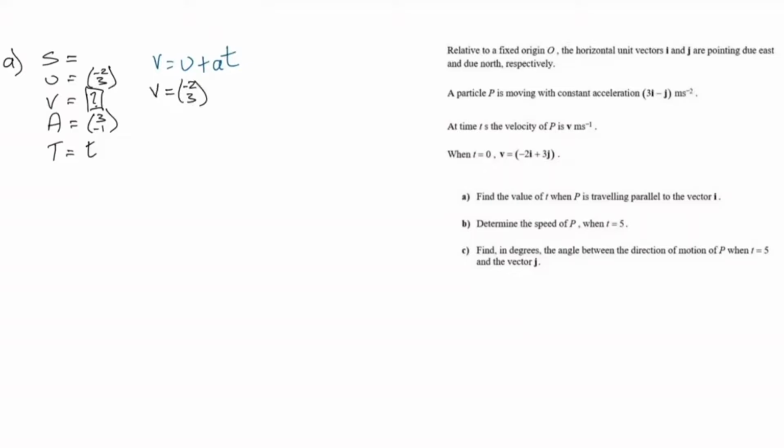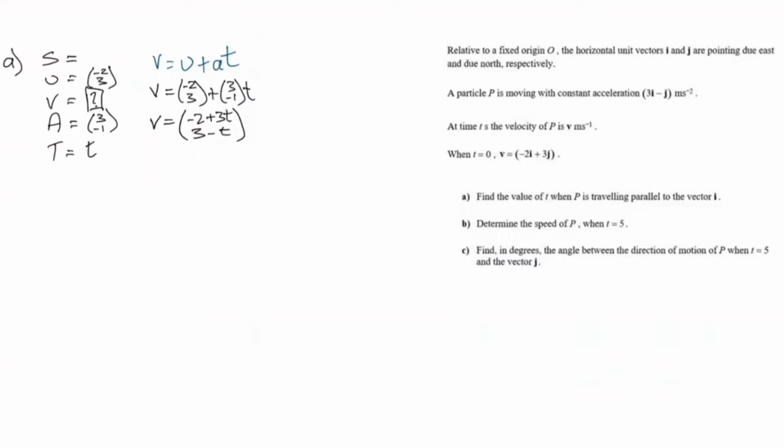Let's substitute in the vectors that we know. So negative 2, 3 plus 3, negative 1 t. We can write this all as one big resultant vector, and this is what we get. v equals negative 2 plus 3t for the i component, and 3 minus t for the j component.